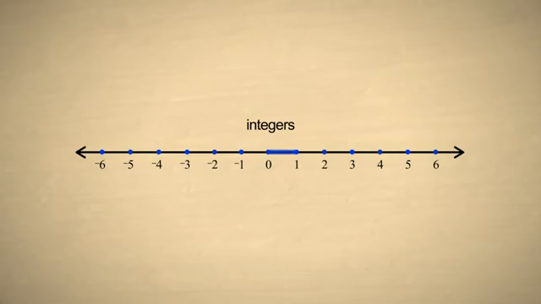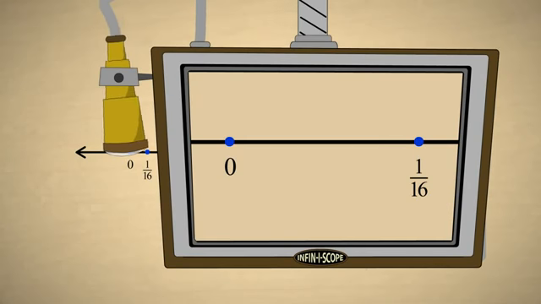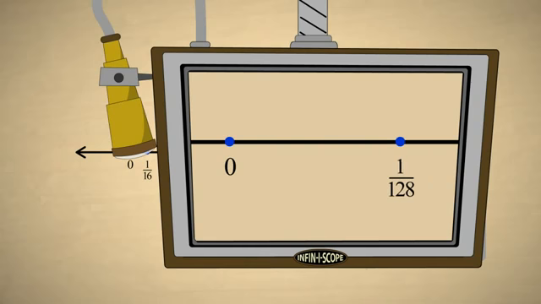Take, for example, the two integers 0 and 1. Between 0 and 1 is the rational number 1/2. Between 0 and 1/2 is 1/4. Between 0 and 1/4 is 1/8, and so on. You can continue this forever, naming an infinite number of rational numbers between 0 and 1.